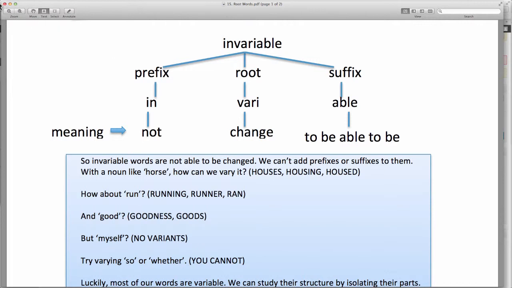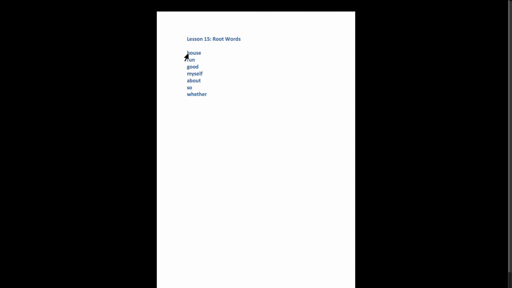So let's have a look at those words again. The word house. Can we add anything to it, a prefix or a suffix? Well, yes, we could turn house into houses. We could even change the form slightly and have housing. Or, in fact, we could have housed. So therefore, that would be a variable word. We can have run and runs and running, and we can even change the word's form quite a lot and have ran in the past tense. Good. Well, I can add suffixes like ness, so I can have goodness.